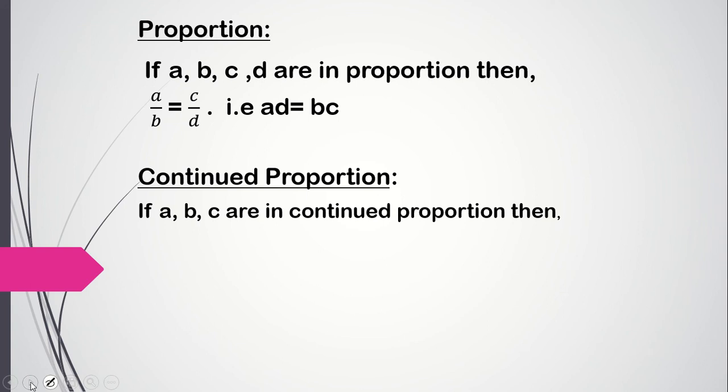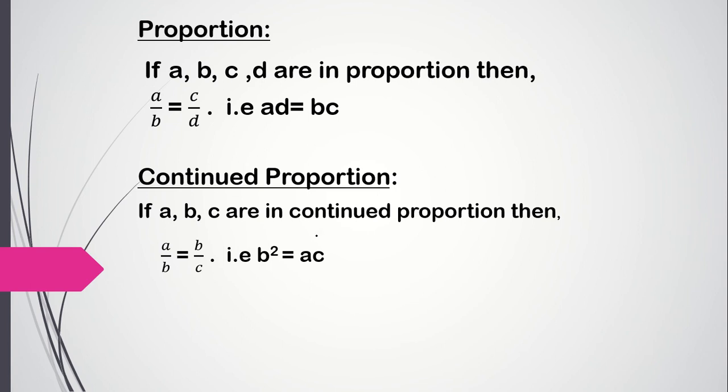If A, B, C are in continued proportion, here I have taken three numbers only. There can be many numbers also; in that case you will just go on adding them further. Then A upon B is equal to B upon C. So we see this number B is repeated. Then if we cross multiply, we will get B square is equal to AC.